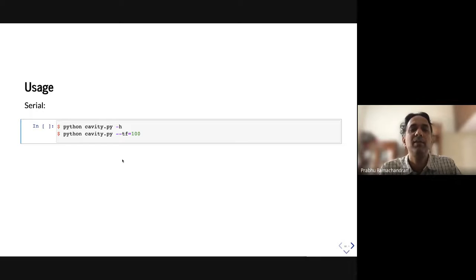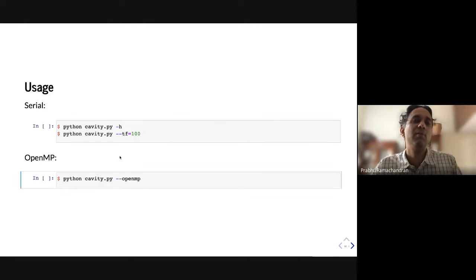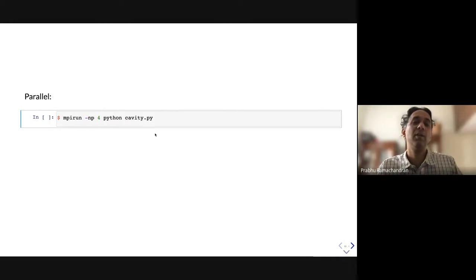can say python cavity.py. You can run it with -h. It will give you a bunch of options. You can specify command line arguments. But then if you want to run it, say, on multiple cores, you can just say --openmp. It will actually use all the cores. You can then run it on MPI if you want. Obviously, tiny problems will not scale very well on MPI.